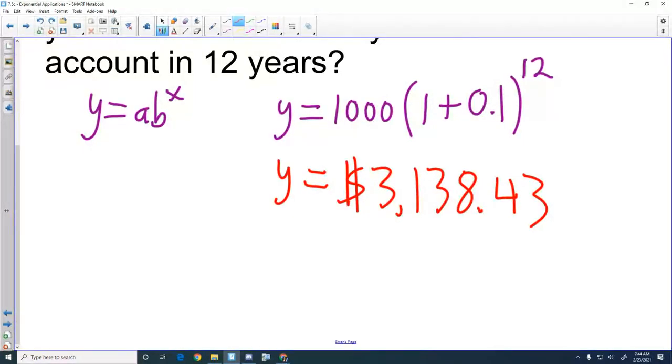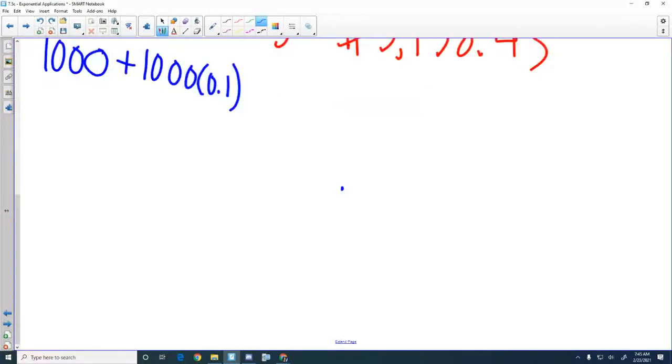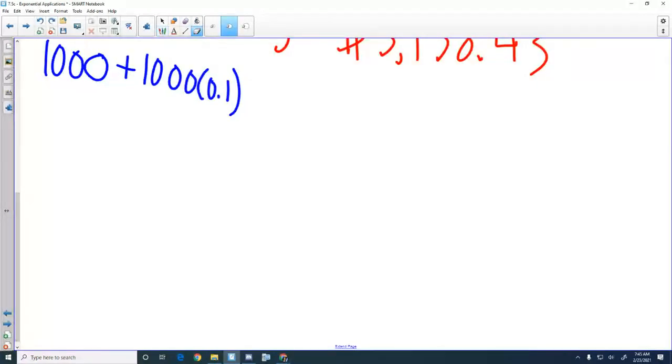Now that formula, though, is kind of cool. So if you break it down, it's like $1,000 plus 10%, which is 100, or times 0.1. Isn't that how we calculated our first year? We took 1,000 plus 10% of 1,000, right? That's year one. So that's how we calculate the first year. I had $1,000 and I added 10% of $1,000.